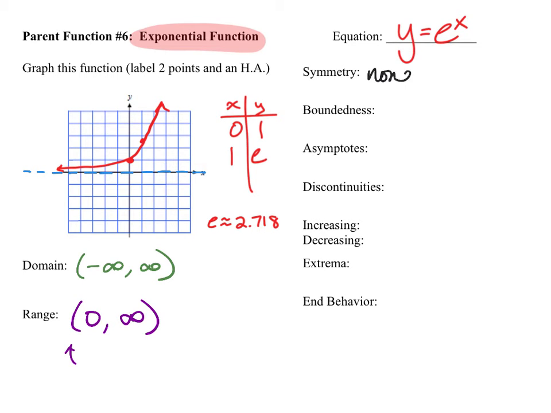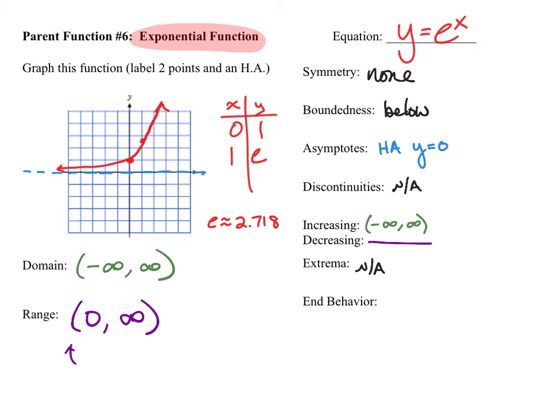This has no source of symmetry. It is bounded below because we have that lowest value, and it has a horizontal asymptote at the line y equals 0. Doesn't have any discontinuities, so we'll put NA for that. It's increasing on its entire domain. Does not have any extrema, no maxes or mins.